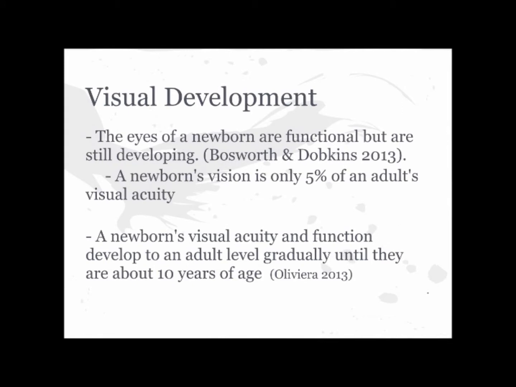First, visual development. Bosworth and Dobkins cite that human infants born prematurely do receive and can respond to visual input before term age. That means that the eyes of a newborn are functional at birth but are still developing. For example, a newborn's vision is only about 5% of an adult's visual acuity. A newborn's visual acuity and function develop to an adult level gradually until they are about 10 years of age.